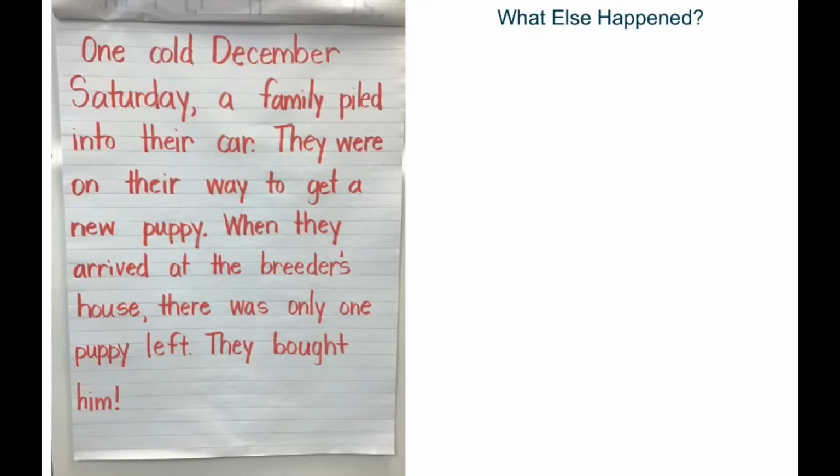So I think what I'm going to do is add a little star right here after the sentence where it says they were on their way to get a new puppy. I'm going to put a star over here off to the side. And I'm just going to add in some other details for my story, because I'd like to know what kind of puppy were they going to get? What kind of dog breeder was it? Where was the dog breeder? And why were they buying that particular dog? So let's get started.